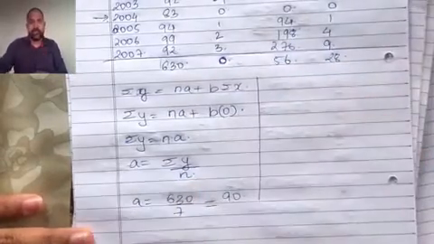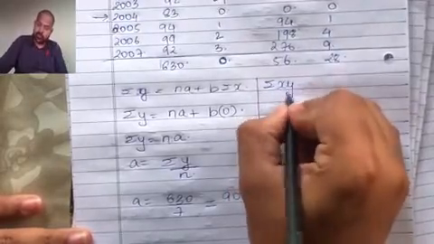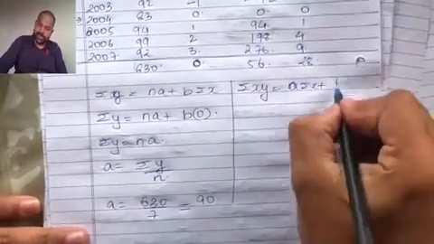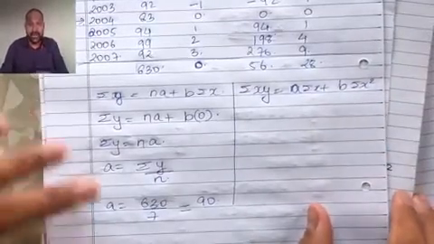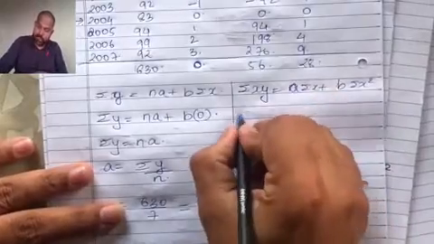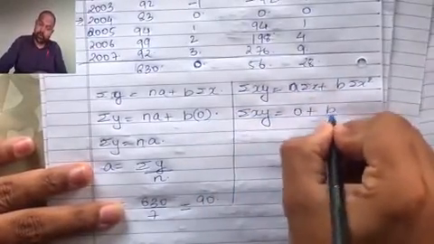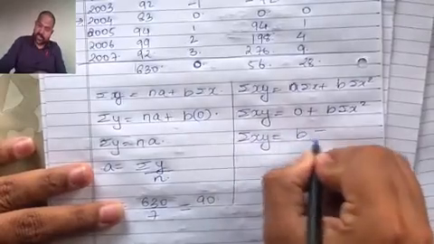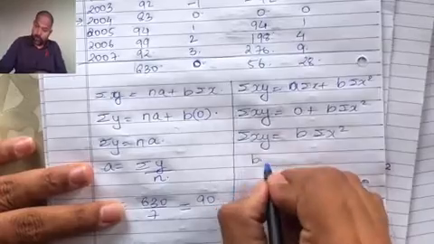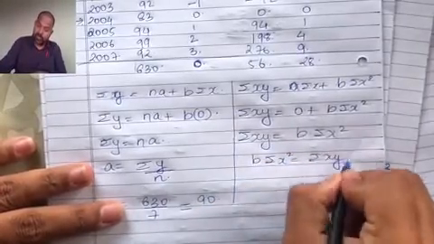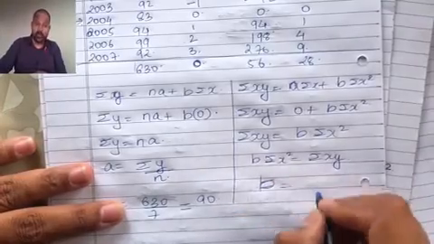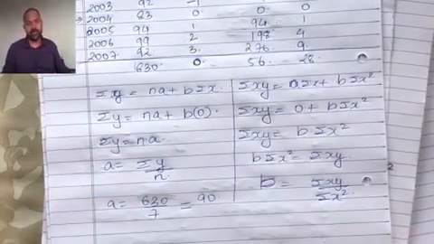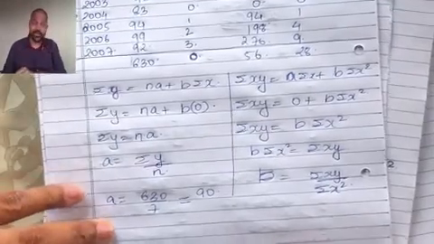What about the value of b? We will find it using the second equation. What was your second equation? Sum of xy is a sum of x plus b sum of x square. But again, isn't sum of x 0? So what will this become? Sum of xy is 0 plus b sum of x square, or b sum of x square is sum of xy, or b is equal to sum of xy upon sum of x square. Can't I directly find the value of b also without doing anything? There are no simultaneous equations involved.